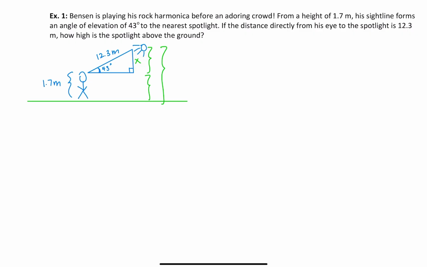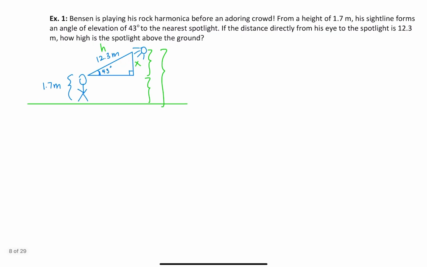But let's label our sides so we know which trig ratio to use. So we're given the angle 43 degrees. We always know that the side across from the right angle is our hypotenuse. So this is the hypotenuse, h. And x is the side opposite to the angle, so this is O. I'll change it from x to O.